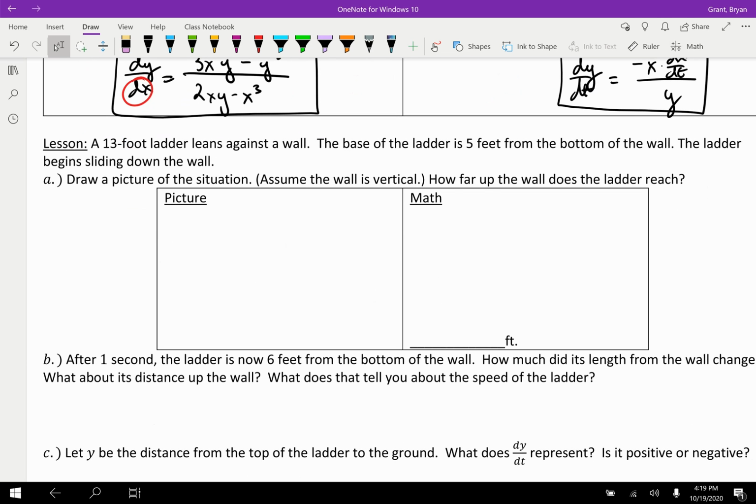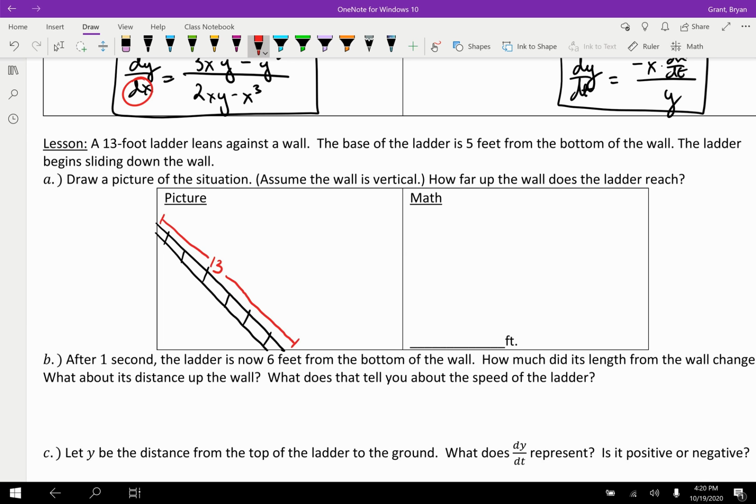A 13-foot ladder leans against a wall. The base of the ladder is 5 feet from the bottom of the wall. The ladder begins sliding down the wall. Okay. A. Draw a picture of the situation assuming a vertical wall. I can do that. We have a ladder, something like this, right? And of course our ladder is going to have these nice little rungs going across it. And they're telling us that the ladder is 13 feet. So this guy right here is 13 feet.